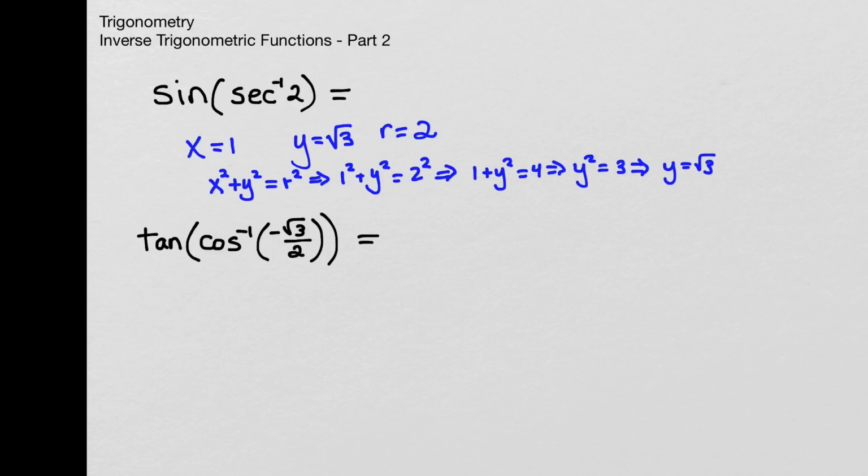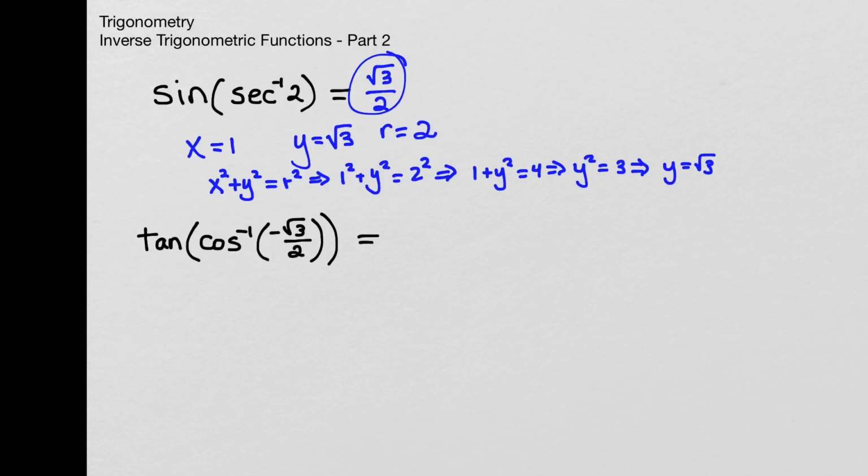So now, what is the sine of this angle? Well, it's going to be y over r, which is the square root of 3 over 2. And that's my final answer. So pretty straightforward, not too difficult. Where you can run into a little bit of trouble is where you have a negative ratio here, and then you really have to think about what quadrants are we working with.